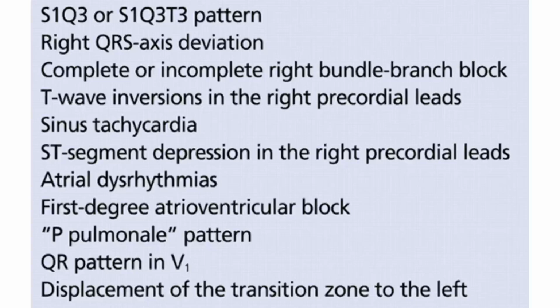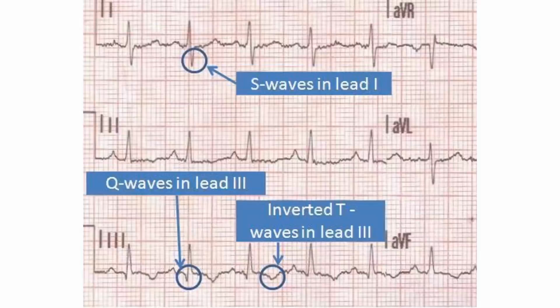Right axis deviation is another finding, present in 16% of patients, and in extreme cases, it may manifest as pseudo-left axis deviation due to an axis between 0 and -90 degrees. The classic S1, Q3, T3 pattern, which includes a deep S wave in lead 1, Q wave in lead 3, and inverted T wave in lead 3, is associated with PE but is neither sensitive nor specific for the condition.